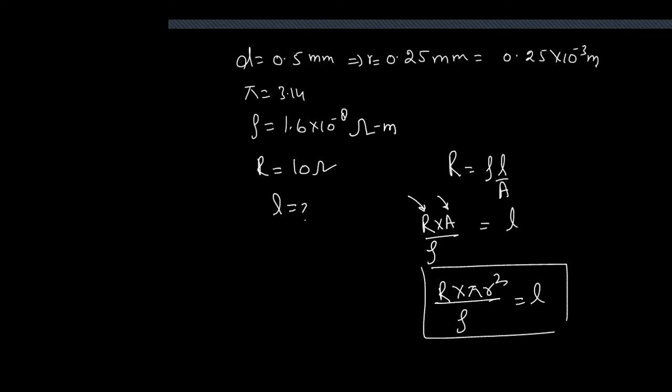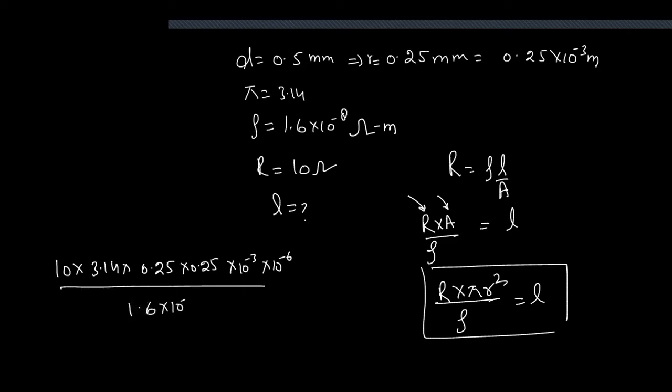Maybe, sir. So I got A. You got the area. You need to find out the length of the wire. Are you first multiplying these, calculating the area? Yes. Why are you going for such a difficult calculation? Use this: 10 into 3.14 into 0.25 into 0.25 into 10 raised to the power minus 3 into 10 raised to the power minus 3 upon 1.6 into 10 raised to the power minus 8. Got it? Yes, sir.